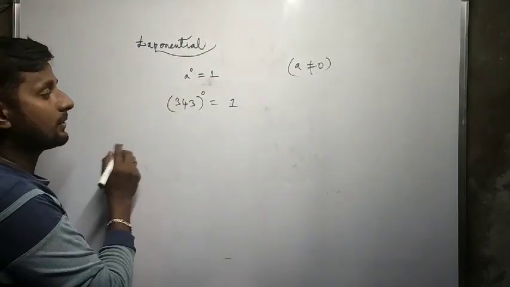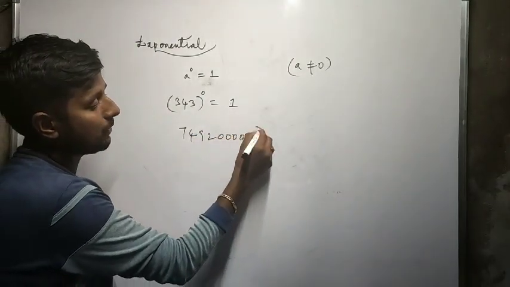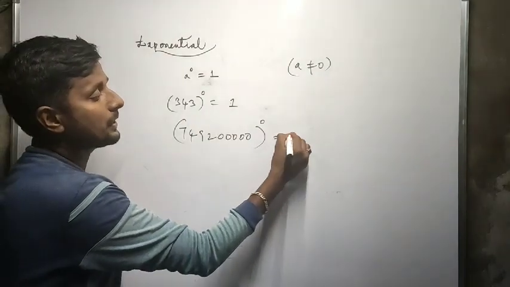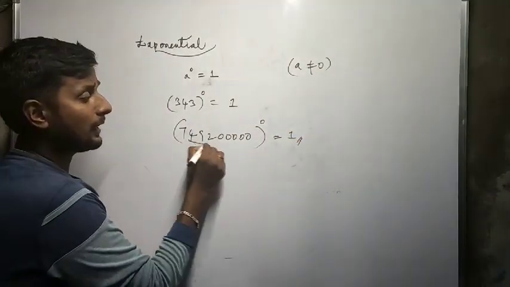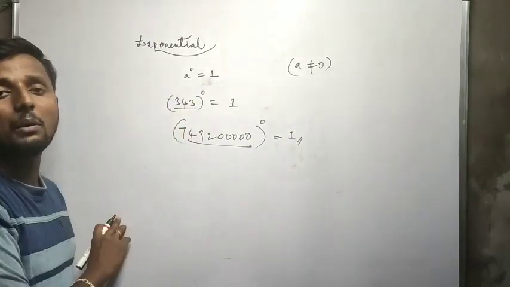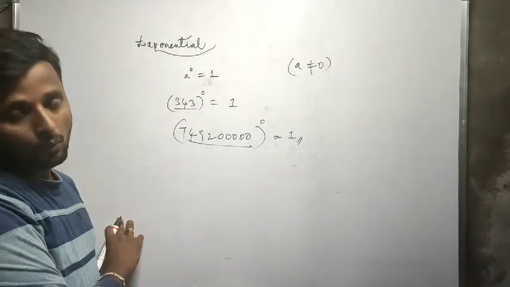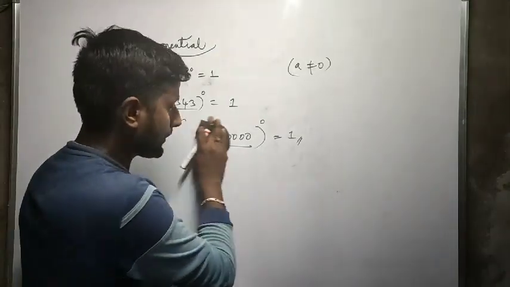Okay, next, 7492000000 whole power 0 is 1. Here there is no relation with the number, because I already gave the formula: any number power 0, a power 0, is equal to 1.